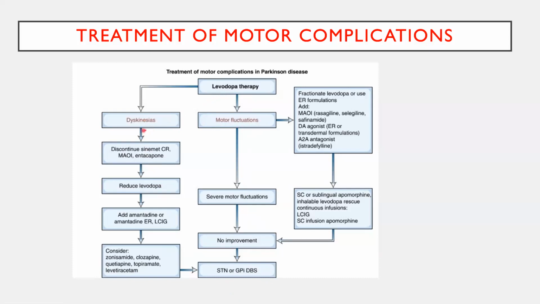If a patient is having dyskinesia, as I told, peak dose dyskinesia, weaning off dystonia, and diphasic dyskinesia, in this setting you need to avoid sustained release preparations. You need to stop MAO and COMT inhibitors. In that setting, you can add a dopa agonist and amantadine. If that also does not control it, you can add other newer novel drugs like zonisamide, clozapine, and quetiapine.